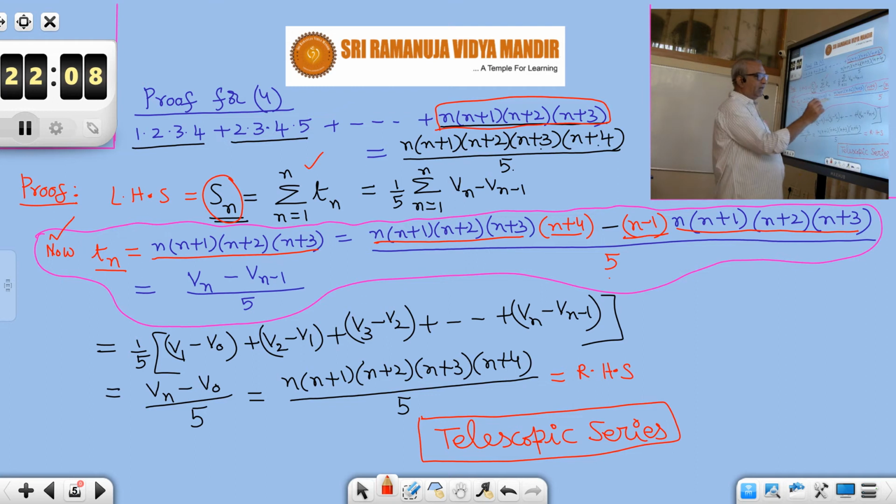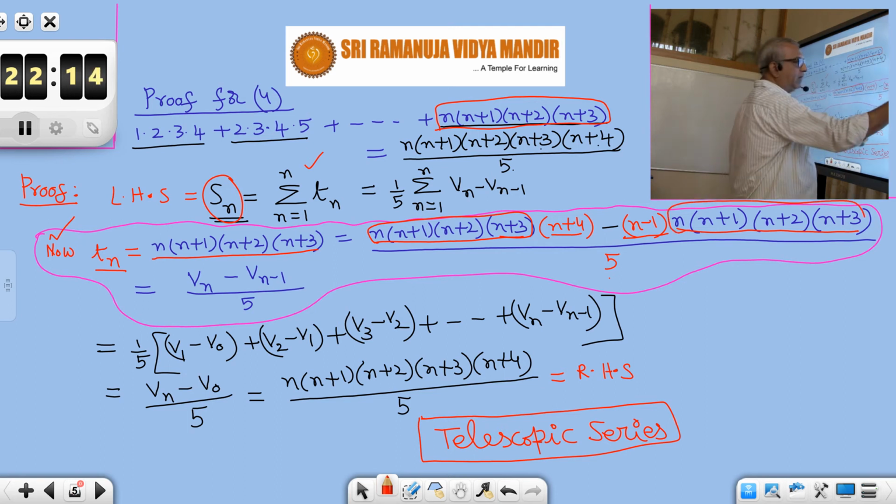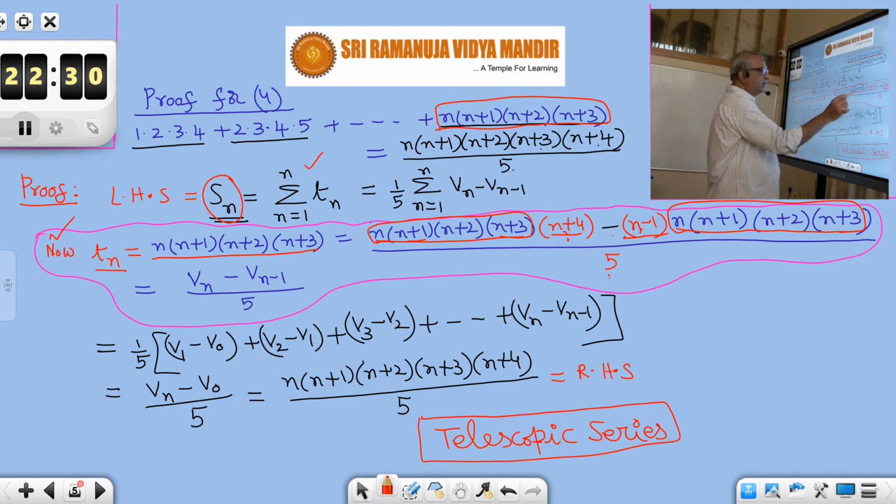So, in the numerator, what is common? n into n plus 1 into n plus 2 into n plus 3, that is common. In the bracket, what do you get? In the bracket, I get these red numbers. What are they? n plus 4 minus n minus 1, which is equal to 5. That 5 and denominator 5 get cancelled. So, you will get only n into n plus 1 into n plus 2 into n plus 3, which is nothing but Tn.